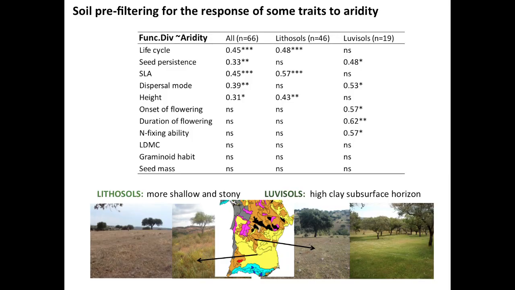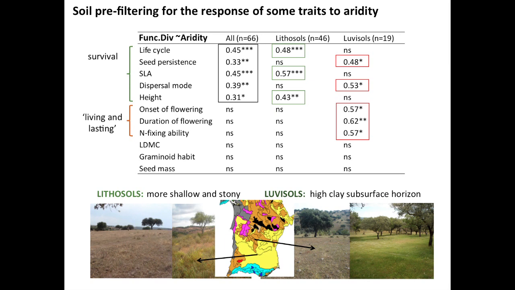So for example, here you have life cycle, seed persistence, specific leaf area, dispersal mode. Some of them remain in the little soils, and there are others like onset of flowering, duration of flowering, and nitrogen fixing ability that are only true for the wetter soils, because we don't have so many plants like that in the driest areas, okay? An interesting thing is that some traits are for survival, and those traits are for living and lasting.